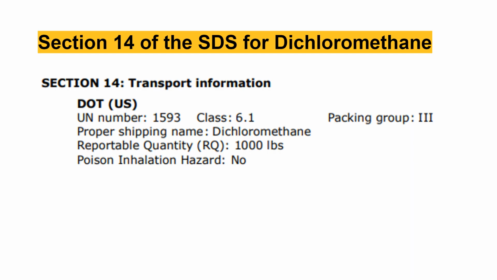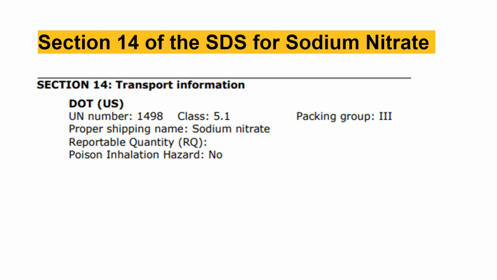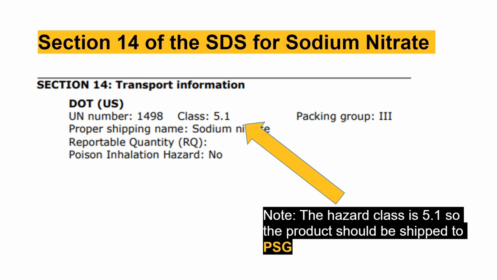Let's review some examples. A review of the SDS for dichloromethane reveals that the hazard class is 6.1, but it's not a toxic poison inhalation hazard, so this product should be shipped to PSG. Sodium nitrate's hazard class is 5.1, so the product should be shipped to PSG.